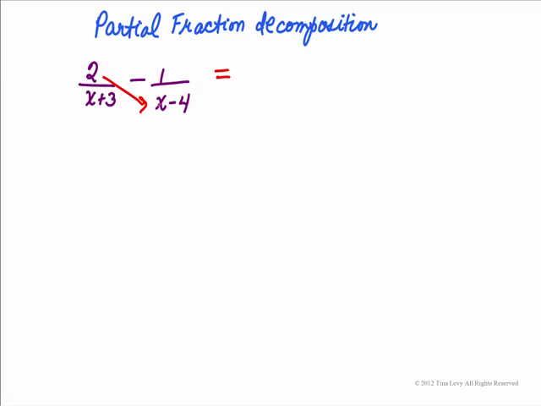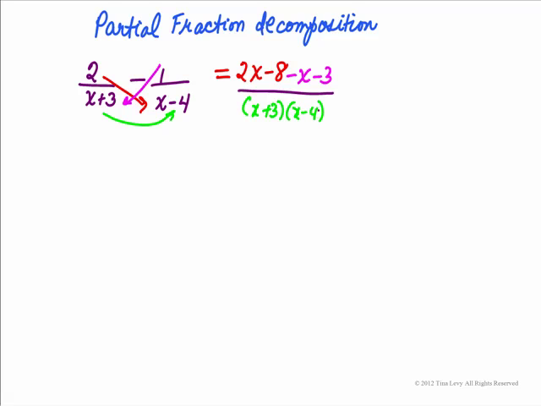You get 2 times x minus 4, which is 2x minus 8, minus all of x plus 3, which is negative x, and negative 1 times 3, negative 3, all over the product of the two. So over here you have x plus 3 times x minus 4. That gives us the answer: 2x minus x is x, negative 8, negative 3, negative 11 over x plus 3, x minus 4.